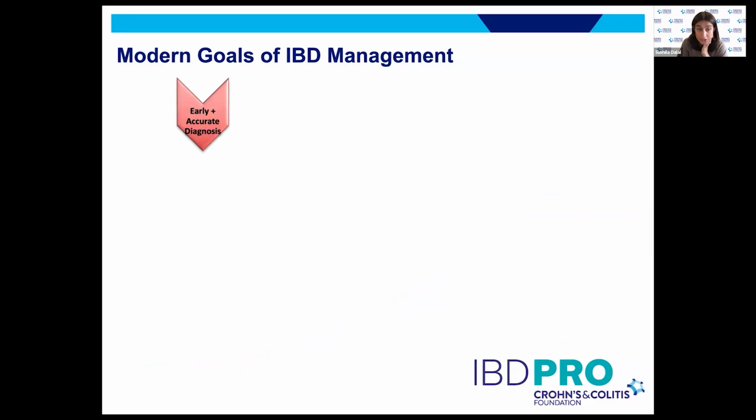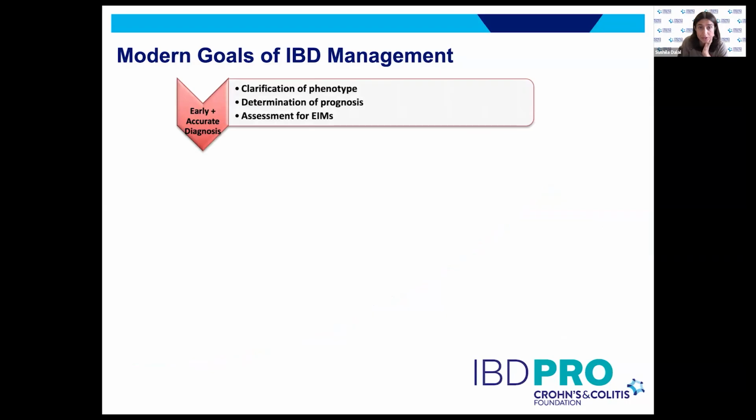So first and foremost is an early and accurate diagnosis. And really important to that is clarification of the phenotype. So where is the disease located? How severe is it? And is it stricturing? Is it penetrating and fistulizing? Does it include perianal disease? And what extraintestinal manifestations are there? Are there peripheral joint pains? Are there central joint pains? Is there uveitis or iritis? Is there psoriasis? And when we take all that into account, we can really determine the prognosis.